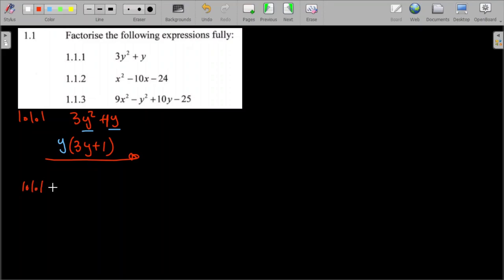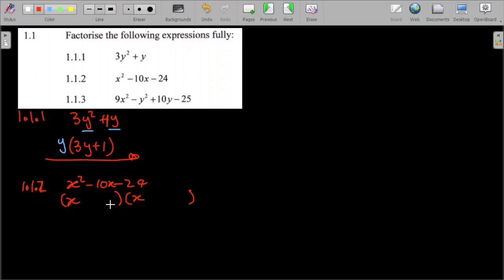So let's go into 1.1.2. Now here I have x squared minus 10x minus 24. This one is a trinomial. Factorizing this, first thing: x and x, and then the 24. I need to find the factors of 24, such that if I multiply the two, they give me 24, but if I add or subtract them, they give me 10.